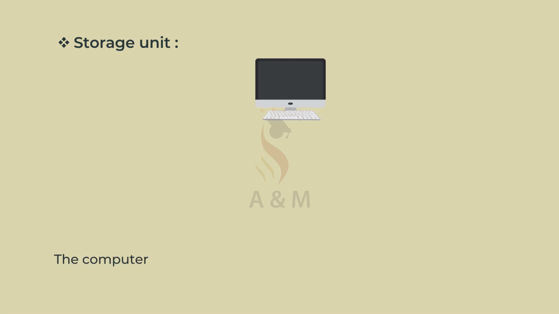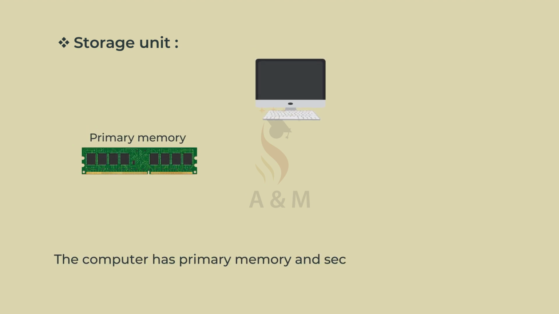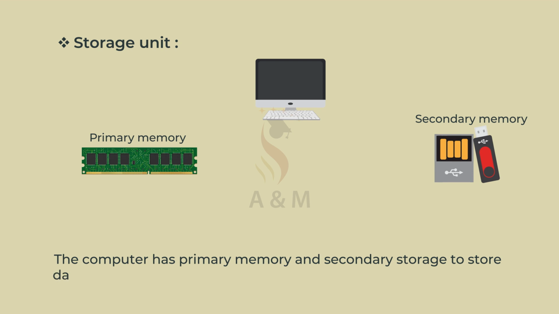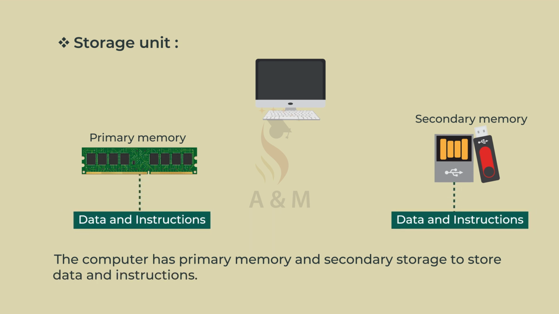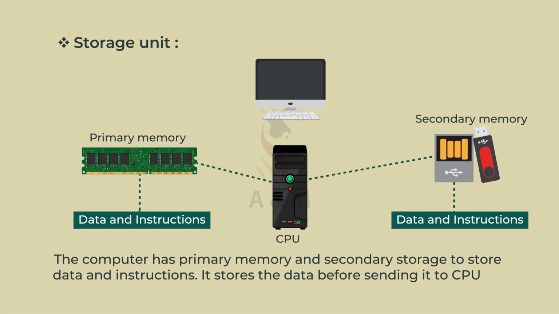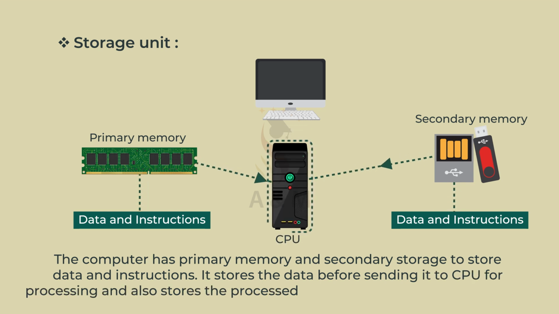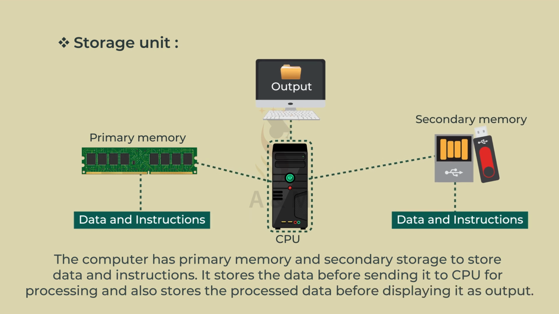Fourth component, storage unit. The computer has primary memory and secondary storage to store data and instructions. It stores the data before sending it to the CPU for processing and also stores the processed data before displaying it as output.